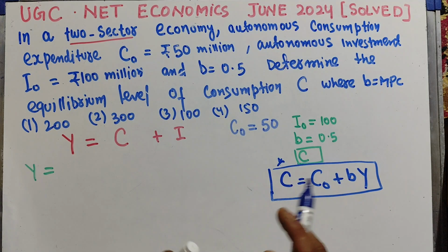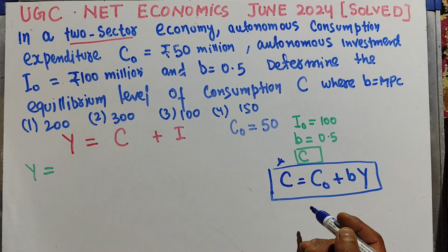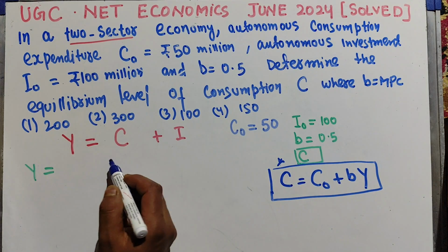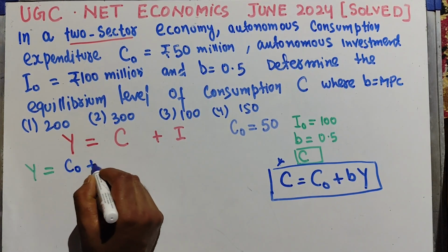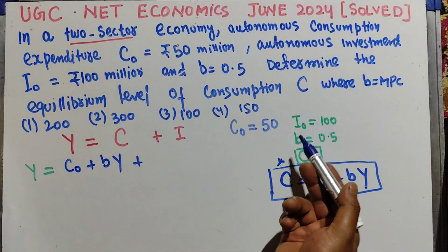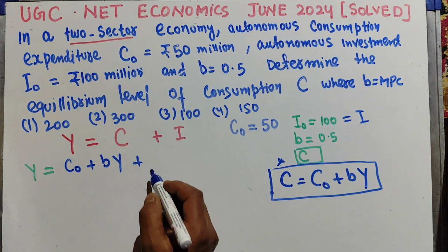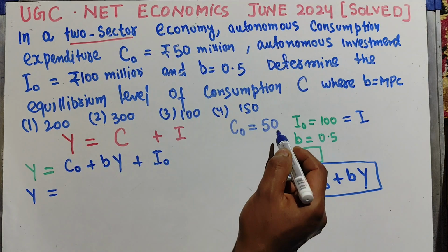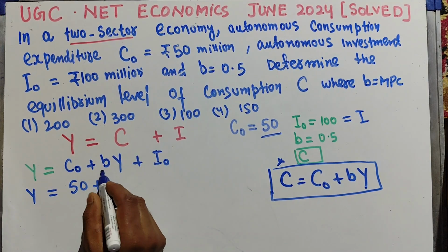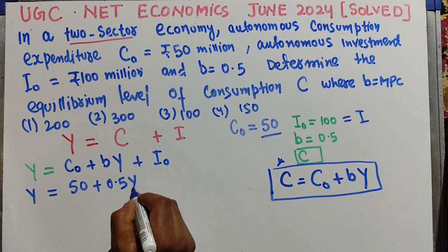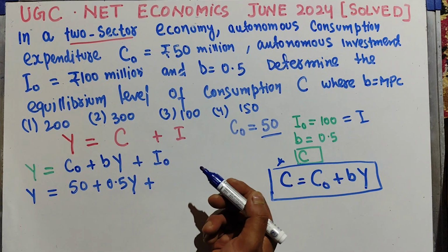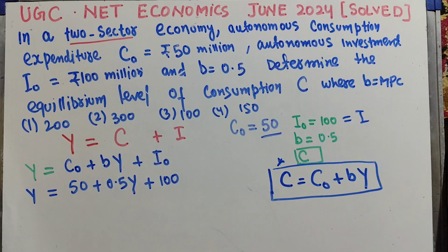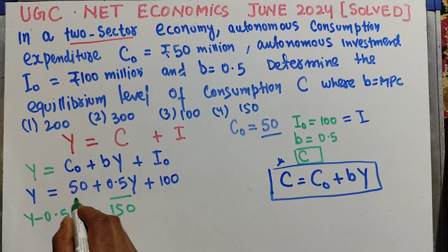Okay, so let's first find out the equilibrium level of income, then we can find out the equilibrium level of consumption. So our Y will be equal to C naught plus B times Y plus investment, which is autonomous and equal to I naught. Now let's give the variables their values. C naught is equal to 50 in this economy, plus B is equal to 0.5, the marginal propensity to consume, and investment is given as autonomous, equal to 100. Let's transpose this 0.5 Y to the RHS. So Y minus 0.5 Y is equal to 150, if I add 50 and 100.